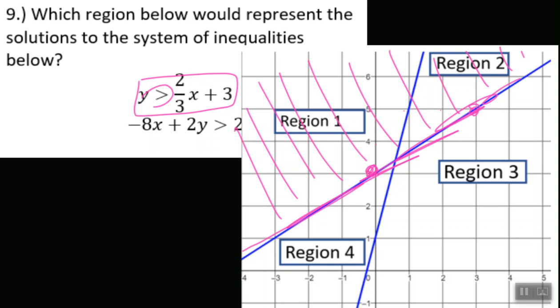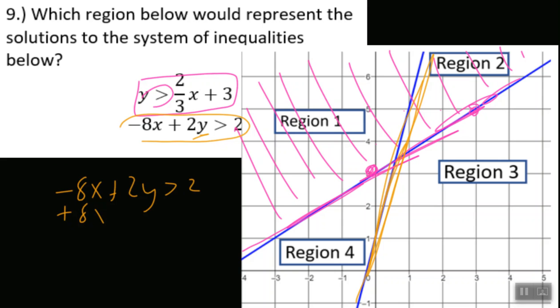Now what about this? Let's do this one in orange. By default, of course, y'all, this has to be our line in orange, but we have to get y by itself. So I have negative 8x plus 2y is greater than 2. We can add 8x to both sides, and now we have 2y is greater than 8x plus 2.